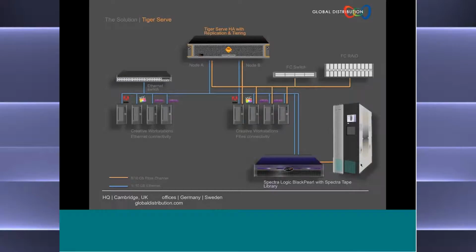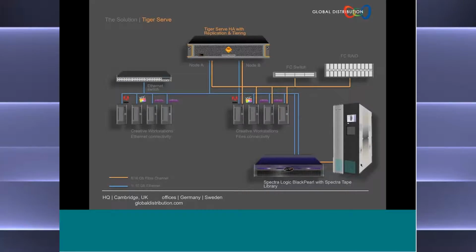So in the bottom right-hand corner of the diagram, we can also see the SpectraLogic Black Pearl with one of their T-series tape libraries. The Black Pearl is connected to the Tiger serve over 10 gigabit Ethernet, and as we see later on, this is how data can be moved from the fiber channel storage via the Tiger serve to the Black Pearl and into the tape library. This is a process that we're going to go through in much more detail a little bit later on.